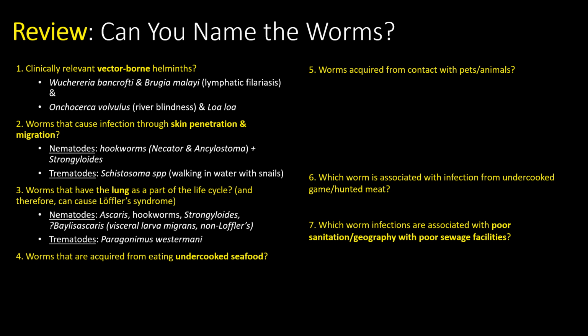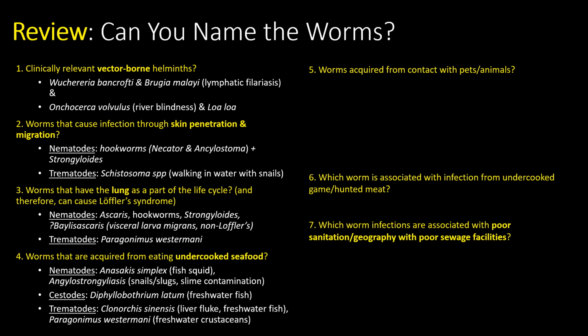Fourth, which worms are acquired from eating undercooked seafood? This, of course, involves Anisakis simplex, Angiostrongylus, if you include snails or slugs, Diphyllobothrium latum, Clonorchis sinensis, and Paragonimus westermani from crustaceans.